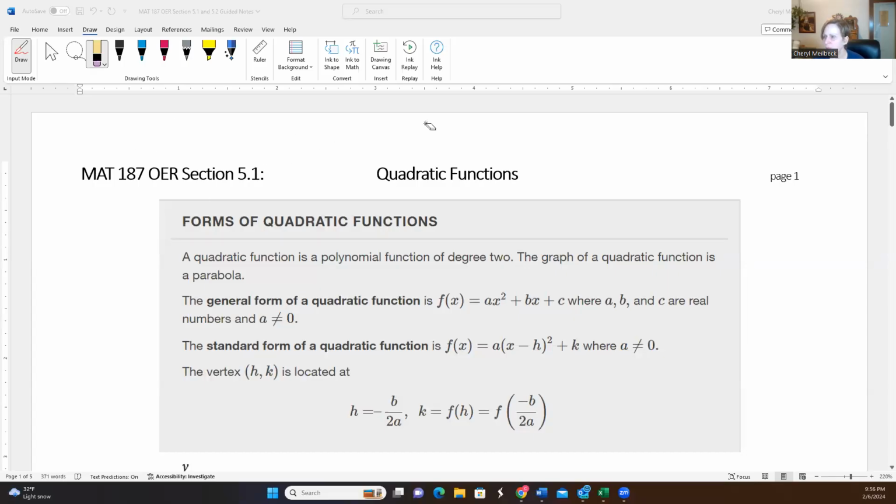What you'll see here is section 5.1. I hope you were able to print out the notes. If you weren't, you can certainly take them down on your own without printing them out. But here we're looking at quadratic functions.